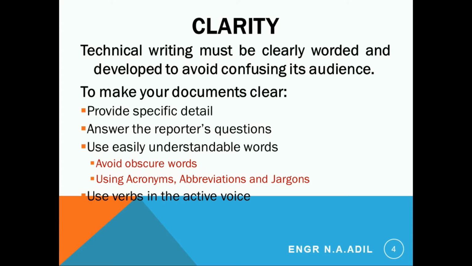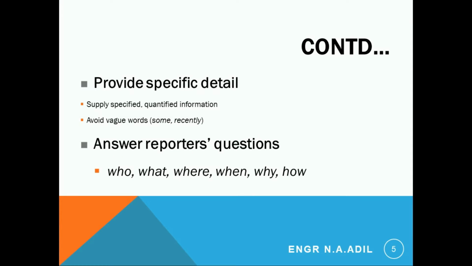So what do you mean by clarity? Technical writing must be clearly worded and developed to avoid confusing its audience. To make your documents clear, provide specific detail, answer the reporter's questions, use easily understandable words, avoid obscure words, limit acronyms, abbreviations and jargon, and use verbs in the active voice.